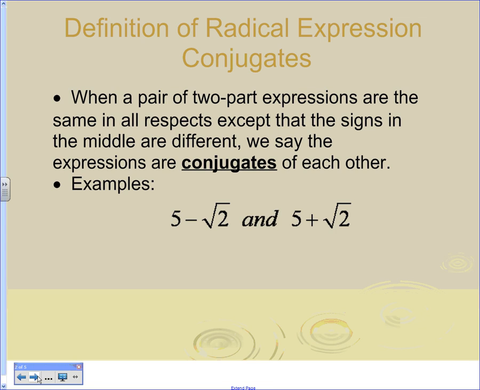All right. So if you look at these two, it has two parts. 5 and the square root of 2, correct? That's for the two-part expression. It's the exact same in every respect except that the sign in the middle is different. This one is a minus and this one is a plus. You see how that works? That's the only difference between the two. That's when they are called conjugates.